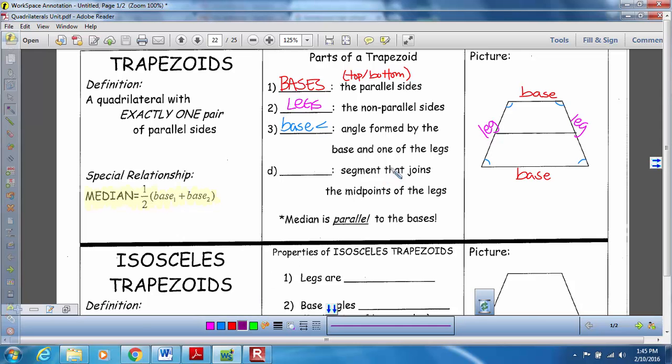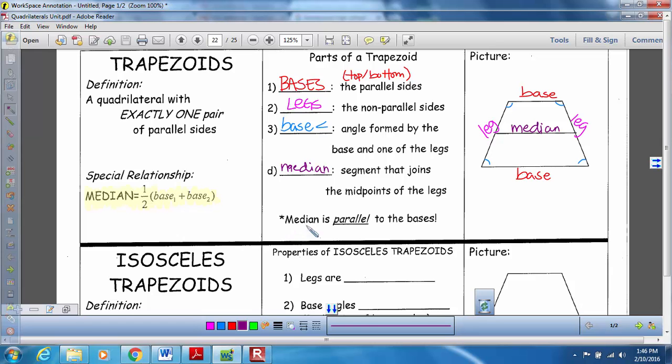Then we have the segment that joins the midpoints of the legs. That's called the median, which is this piece in the middle. When you think of median, you can think of a median on the interstate. It's in the middle of the lanes, and so this would be in the very middle of the trapezoid.